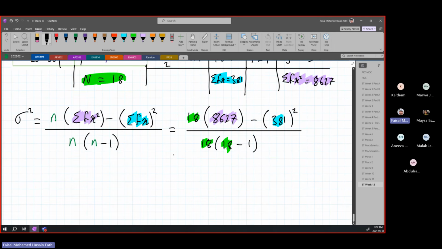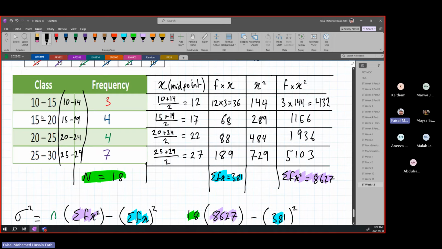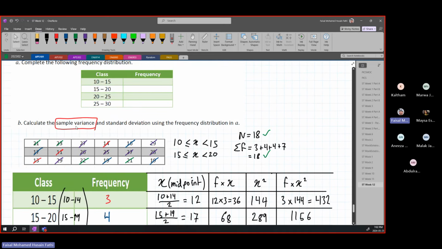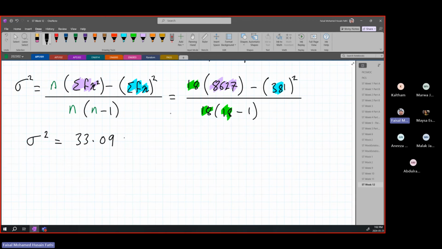And that's it. We put this into the calculator. Sigma squared is going to be equal to 18 times 8627 minus 381 squared over 18 times 18 minus 1, which is going to be 33.08 or 09 as our variance. Again, the unit is going to depend on what the class is talking about. So in this case, it is talking about BD. This is going to be the variance in BD.